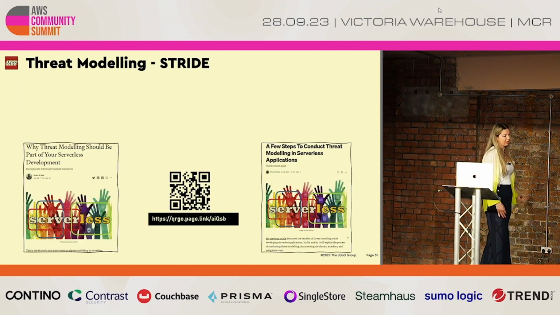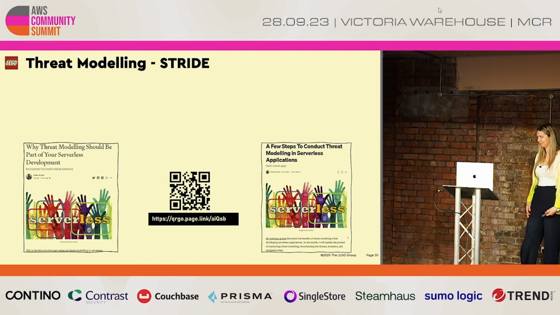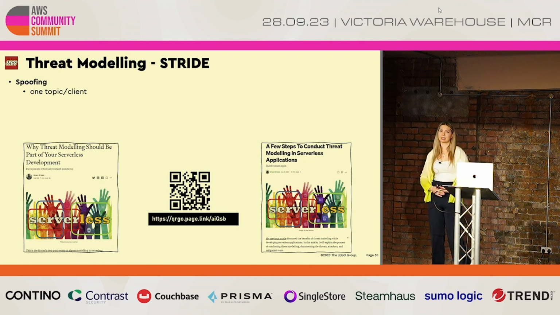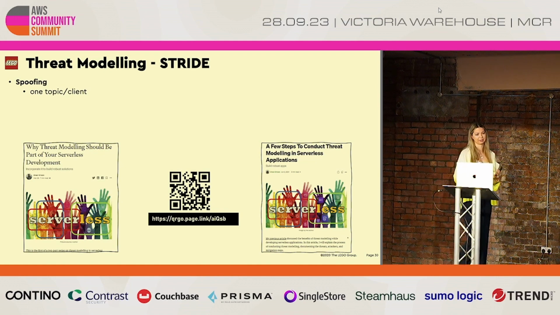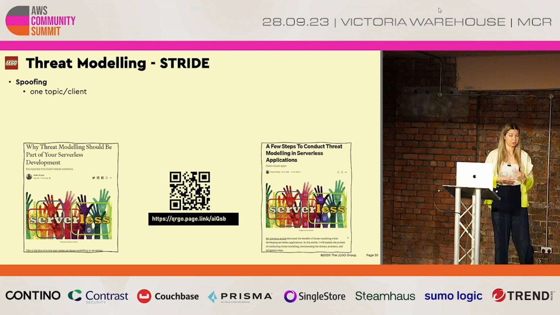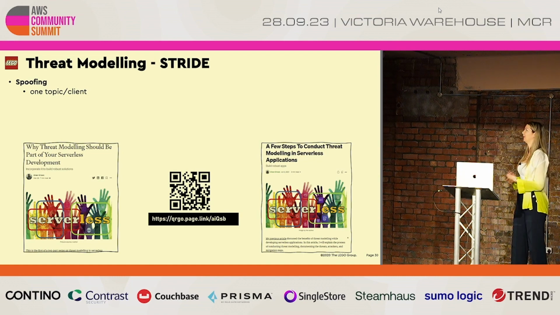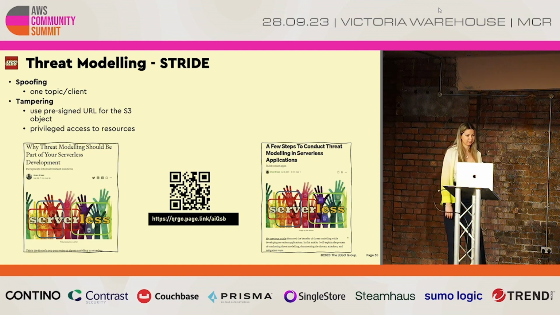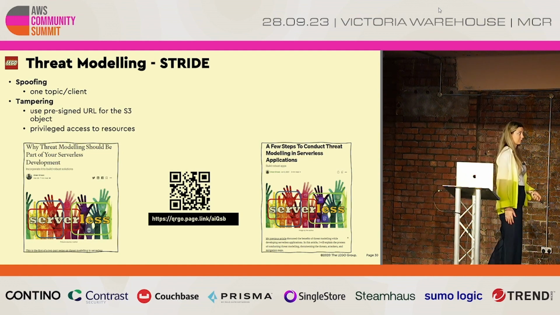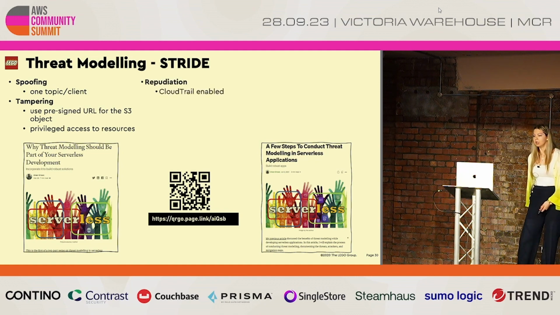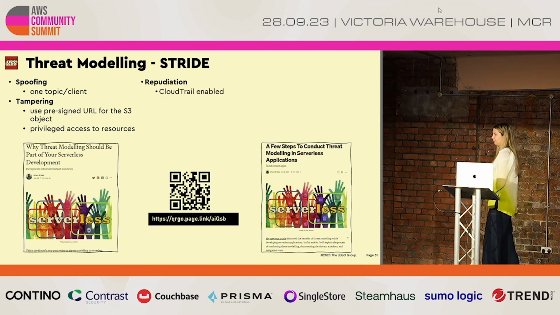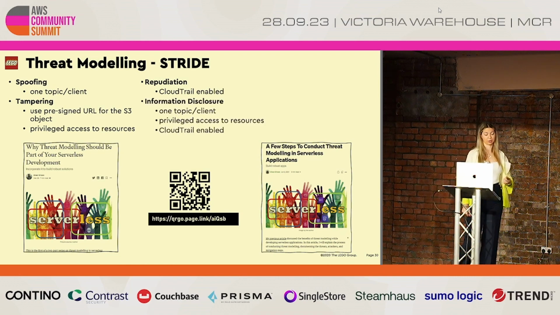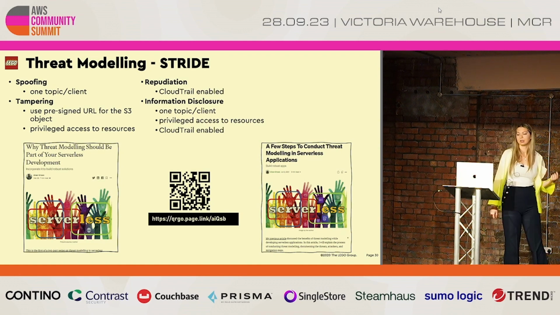And then I've mentioned threat modeling, and we're following the STRIDE model here. So there are a few things that we want to take into account when we're dealing with things like client credentials. To mitigate against spoofing, we have that one topic per client. We generate pre-assigned URLs and have privileged access to resources to prevent tampering. For repudiation, well, we have CloudTrail enabled, so we can trace who did what, took what action in the environment.